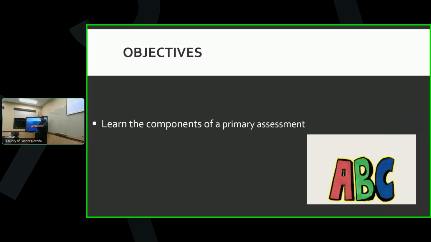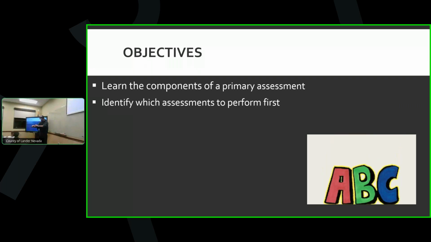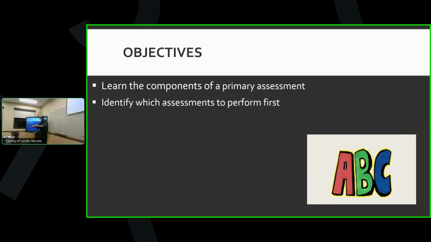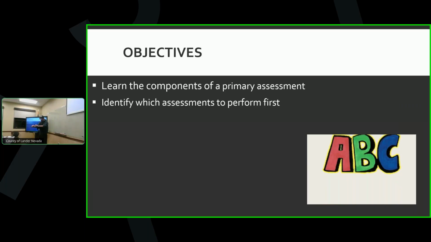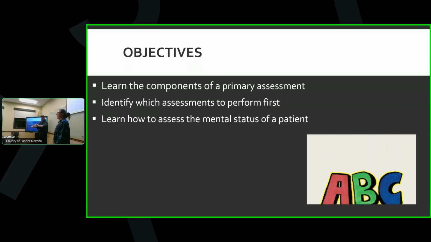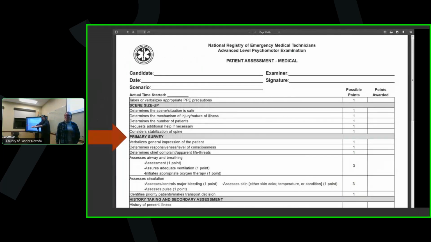Our objectives: we're going to learn the components, which is your ABC, and identify which assessments to perform first. So what's going to kill the patient first, and which ones are you going to assess first. We're also going to learn how to assess the mental status of a patient, which is perfect because Calvin's in here. He loves assessing mental statuses. So here's your sheet, this is the little section that we're looking at. The primary survey, the 1, 5, 3. These are the 3 that we're talking about.